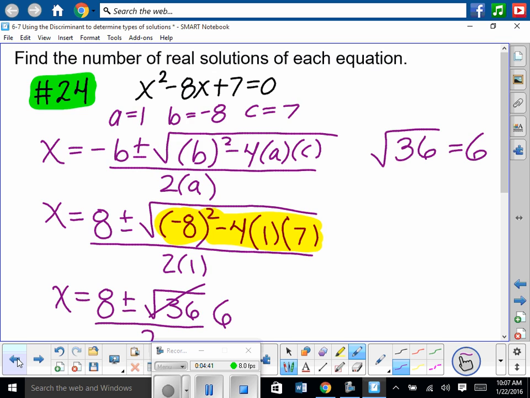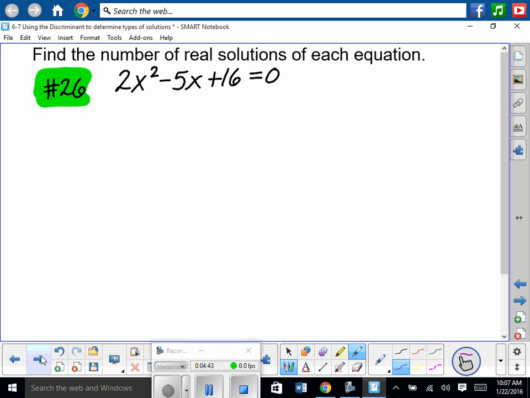24 or something. Ask your neighbor that was paying attention. Okay, let's do 26. So 26. This one is actually going to come out imaginary.